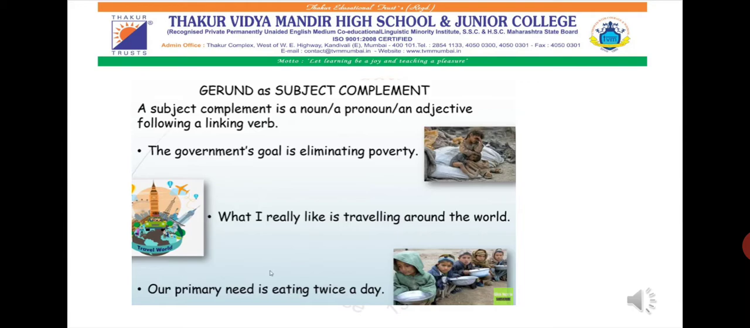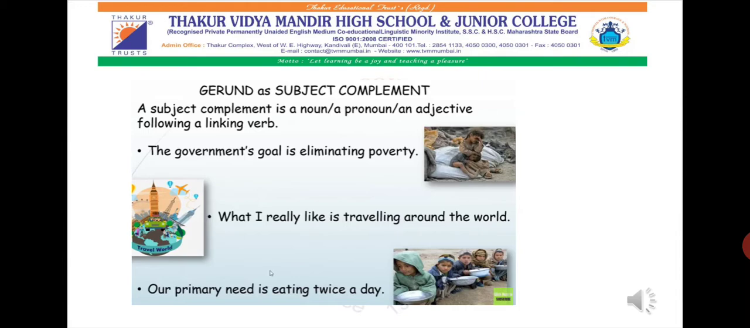Now, the government goal is eliminating poverty. Over here, in this sentence, can anyone tell me what the linking word is? I hope you all have got it right. Is is the linking word in this sentence. It is linking that there is something about the government having a goal. What goal is the government having? The goal is eliminating poverty. So we see that in this sentence, when it is linked with a linking verb, then that particular sentence has a gerund.